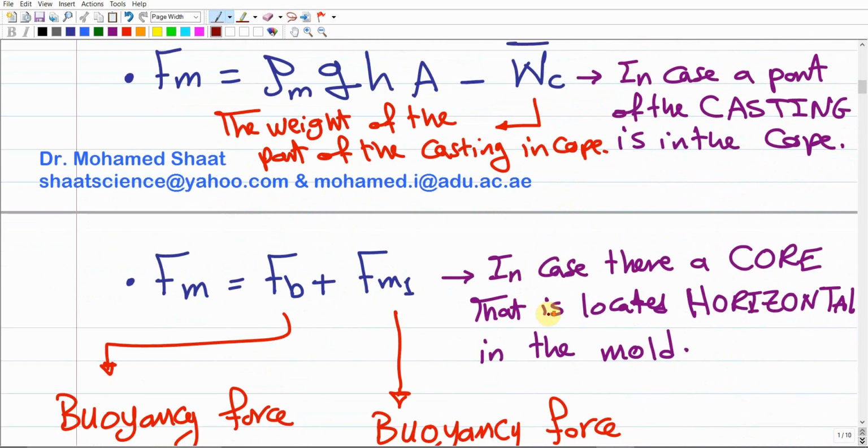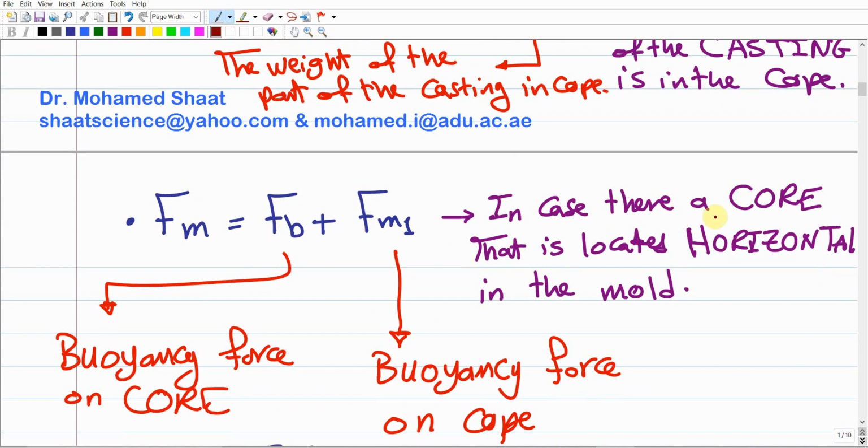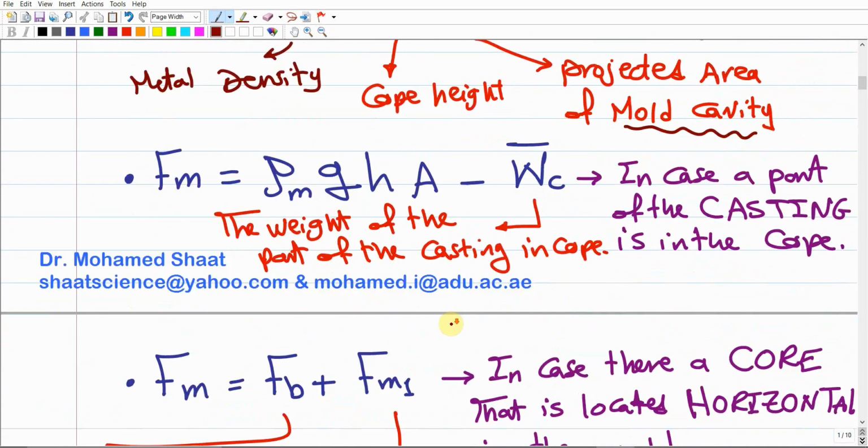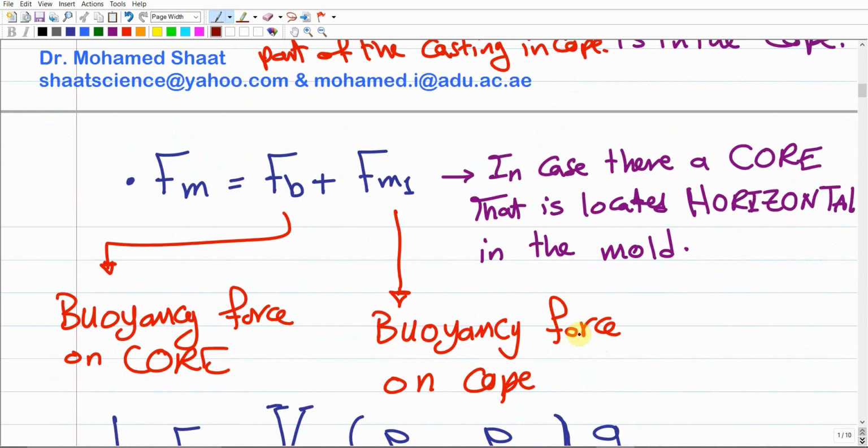Make sense? How about in case we have a core? In these two cases, we use these two formulas in general when there is no core. But if there is a core, there is an additional pushing that comes from the pushing acting on the core. The molten metal is going to push the core, and then the core is going to push the cope. So there is an indirect effect from the molten metal. Again, we have two parts, you could say, of the buoyancy force.